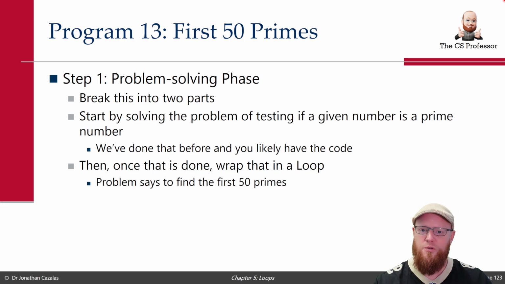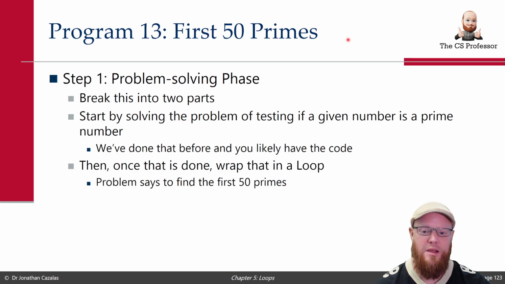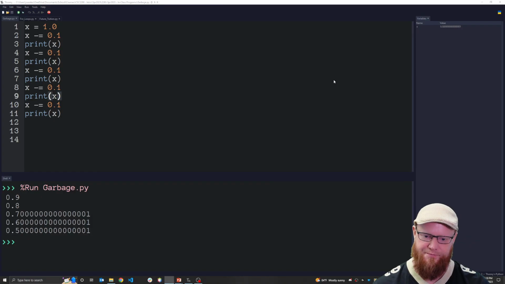Keep checking over and over all these different numbers until when? Until you found 50 of them. So every time we find one, we're going to increment. Aha, I found a new prime number. This is the overall strategy and the idea of the problem.